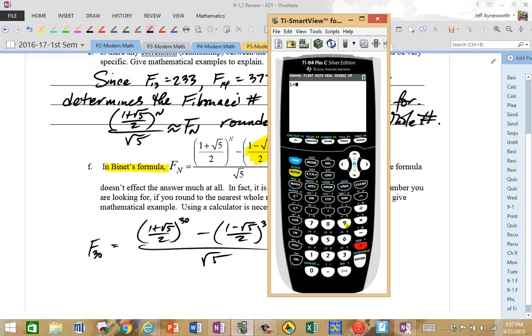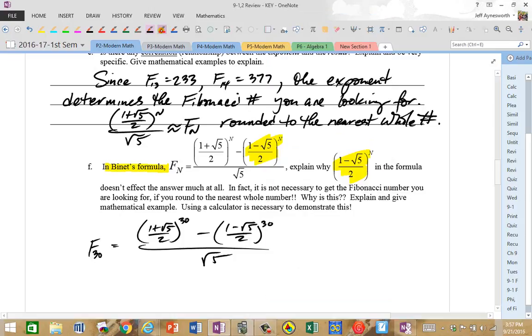So 1 plus the square root of 5. Oh, I didn't mean that. Let's start over. So 1 plus the square root of 5 divided by 2 raised to the 30th. Okay, this is going to be a big number, so let's write it down. 1860498 minus what here? Okay, so my first part of the expression is huge. Let's see what this is.